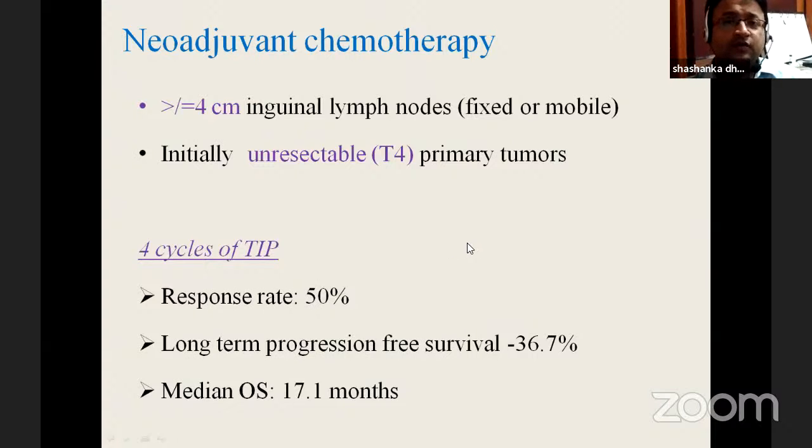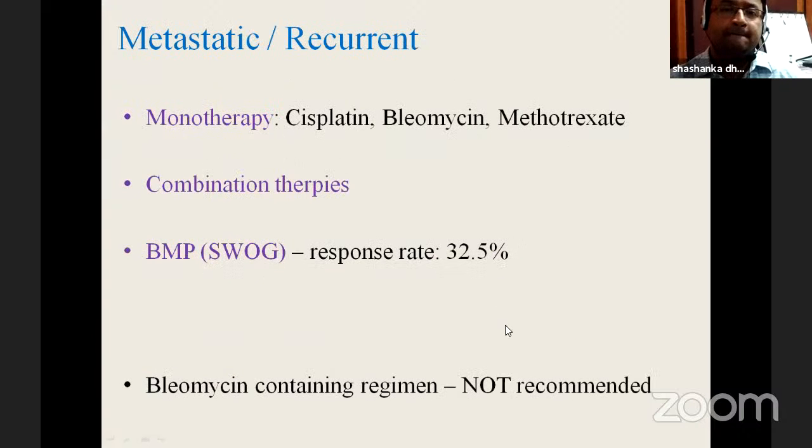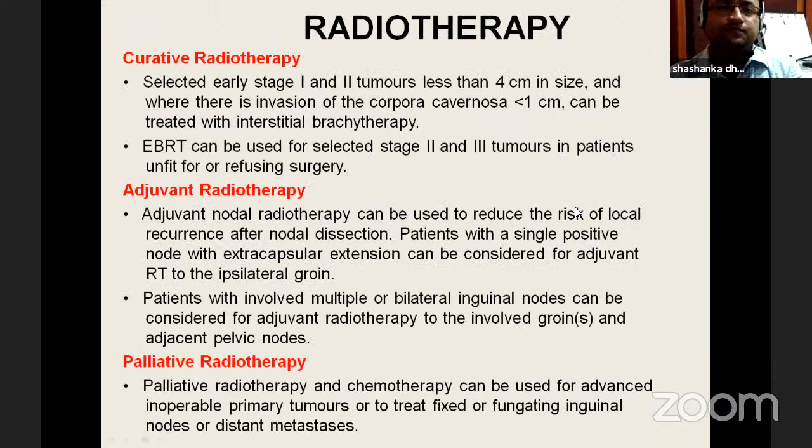Neoadjuvant chemotherapy, as you saw: bilateral or fixed nodes, more than 4 centimeter inguinal lymph nodes, or unresectable T4 primary tumors. They are candidates for neoadjuvant chemotherapy that is given before surgery. Again, 4 cycles of TIP, and response rate is about 50%. Long-term progression-free survival is about 36.7%. All right. In metastatic or recurrent disease, a monotherapy in the form of cisplatin or bleomycin or methotrexate is tried. Even some combination therapies have been tried.